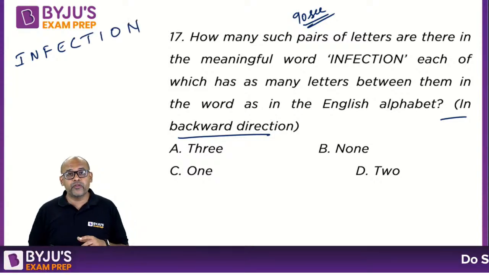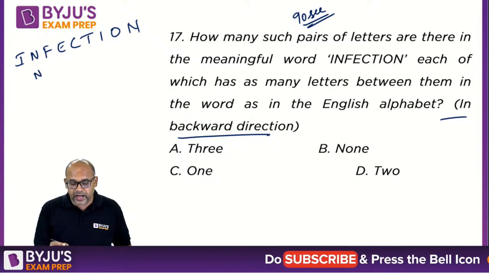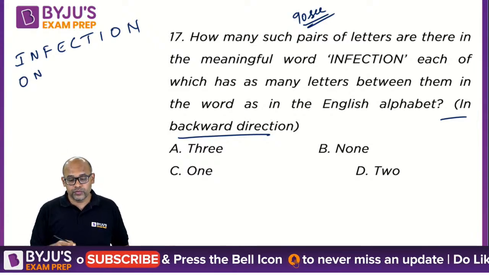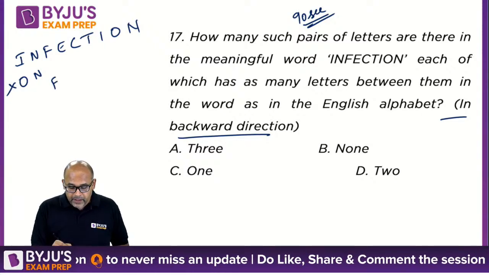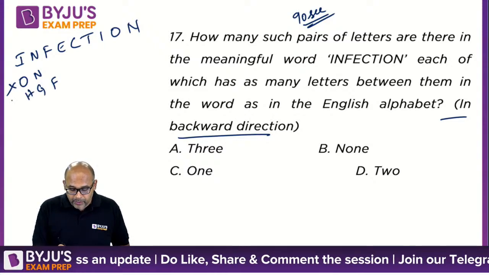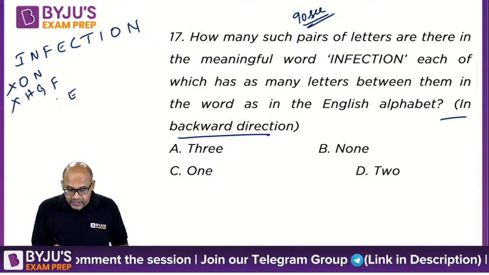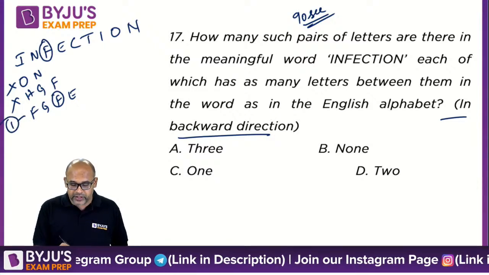I-N-F-E-C-T-I-O-N. So if you go by my approach, you'll start with N. So after N, you'll write only reverse. You don't have to write forward. So N and then O. Okay, so this is not matching. If you look at F, G, H, not matching. None of them is matching. Then if you're looking at E, E, F, G, H. So you can see F and F are matching. So you got one over here.